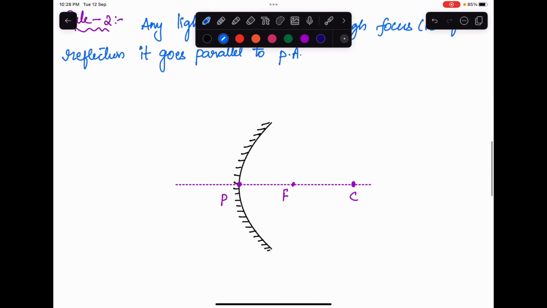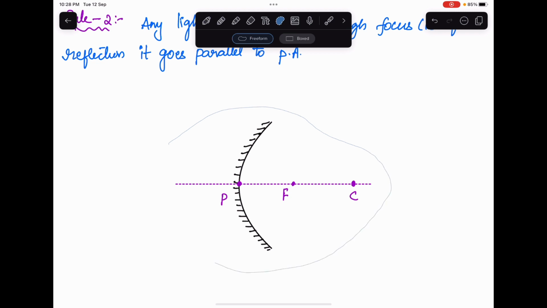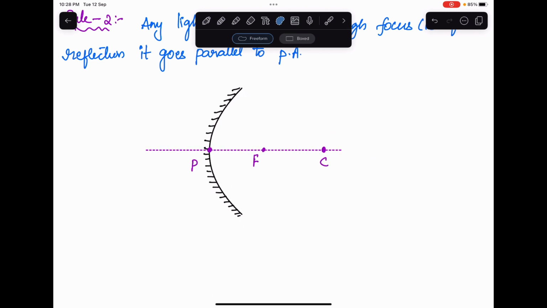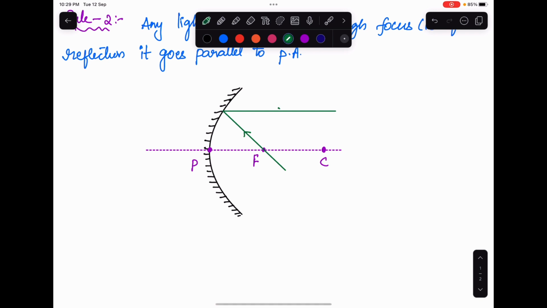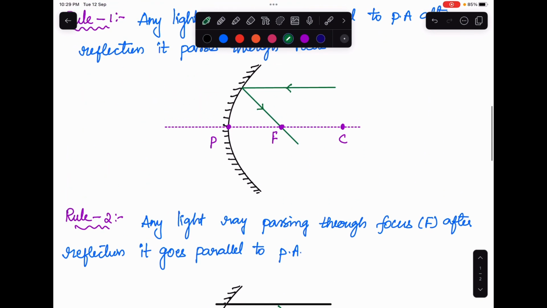As I said, it is opposite to rule number 1. In rule number 1, the light ray comes parallel to the principal axis and goes through the focus. Now here the light ray itself is coming through the focus. So when a light ray comes through the focus, after reflection it goes parallel to the principal axis. You can even assume one more light ray downward also. It is your choice. Here also you can say a light ray passing parallel to the principal axis after reflection goes through the focus. Either case you can consider, no worries at all.